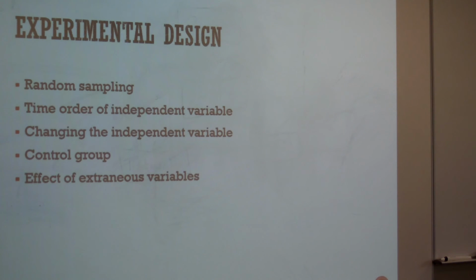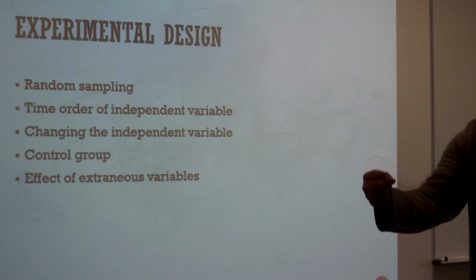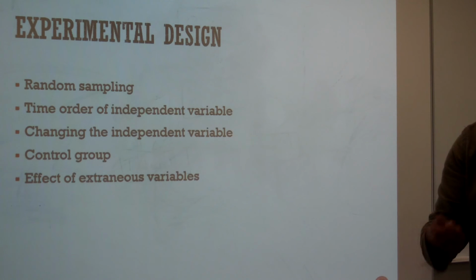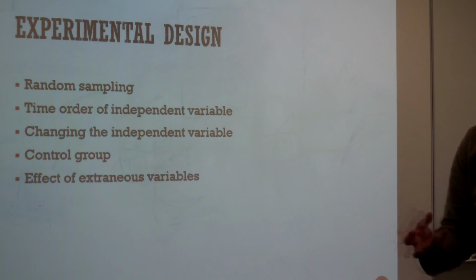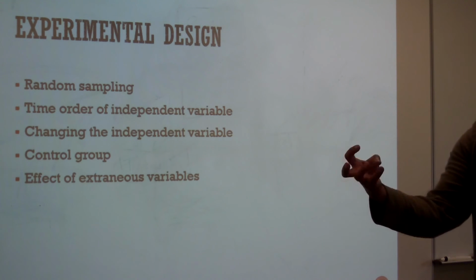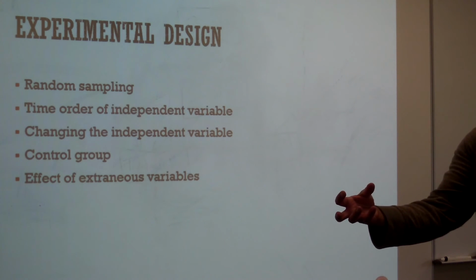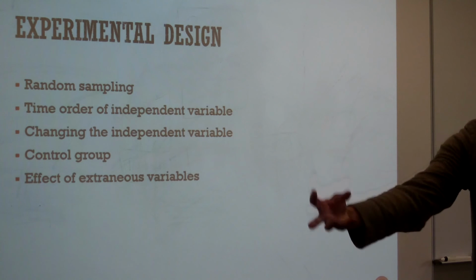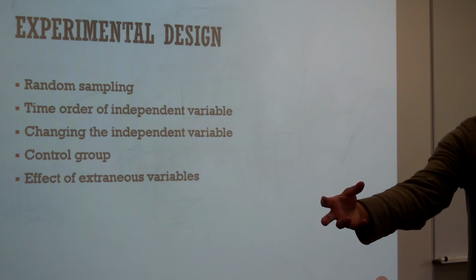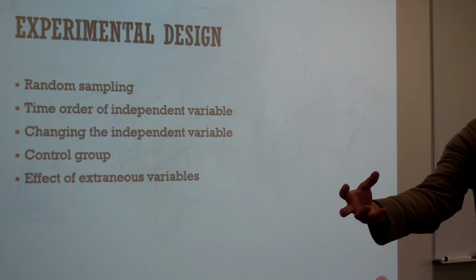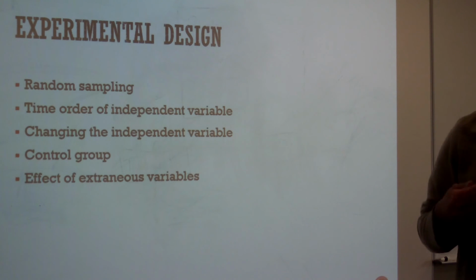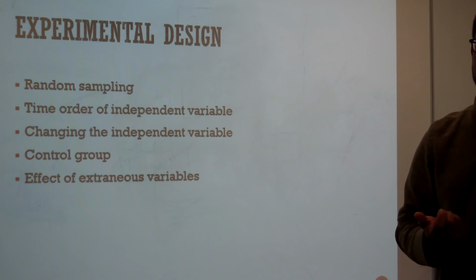Time order of independent variable. What that means is that the independent variable, in this case any kind of intervention, whether it was the medicine or the cook stove or any kind of health intervention, must come before the dependent variable, or the health outcome, right? So you introduce the intervention first and the health outcome or any kind of outcome comes afterwards. Changing the independent variable. You need to be able to change the independent variable.